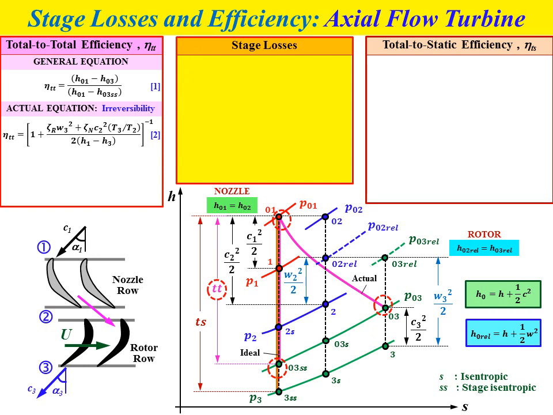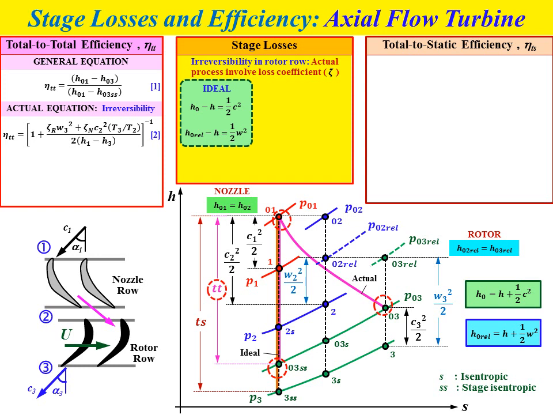So when we consider the actual process, we consider the losses in the stage, including the losses in the rotor and also in the stator. Due to the irreversibility in the rotor row, the actual process will involve loss coefficient zeta. If we consider the enthalpy equation for the ideal case, the stagnation enthalpy H0 minus static enthalpy H equals half C square. And for the relative stagnation enthalpy, H0 relative minus static enthalpy H equals half W square.